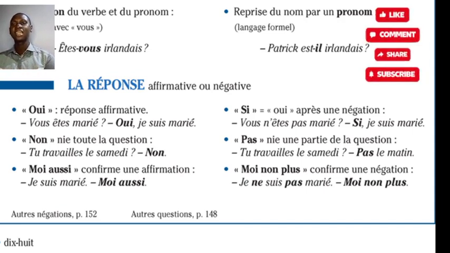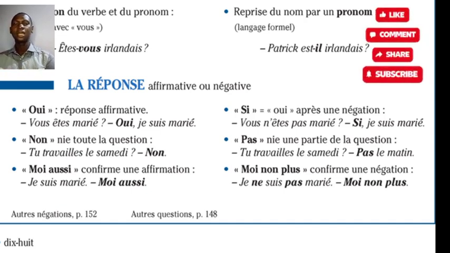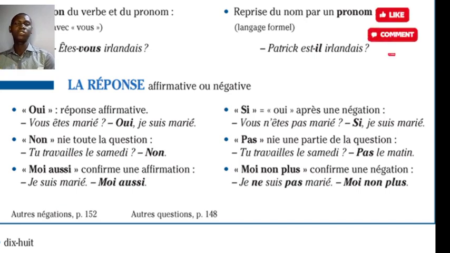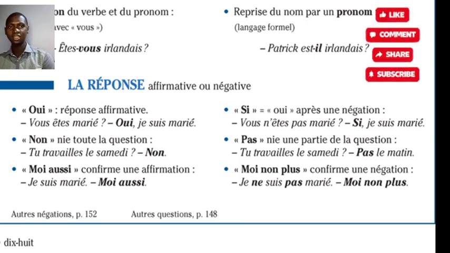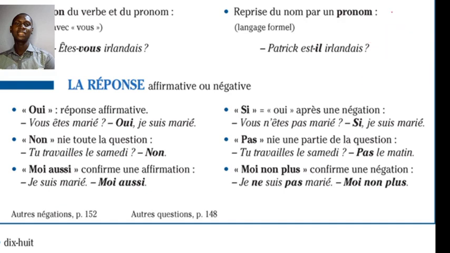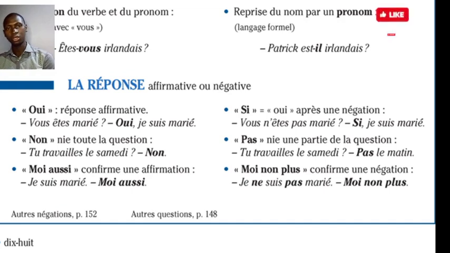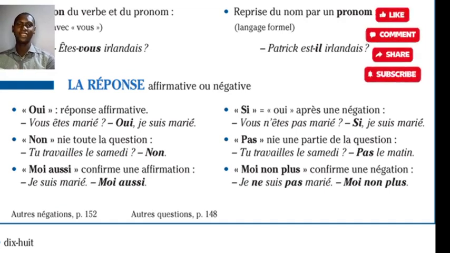Now we have vous n'êtes pas marié. Vous n'êtes pas marié. Are you not married? That's a negative sentence. I'm not going to say oui, je suis marié. I will say si, je suis marié. That is, I'm affirmative in that. If I want to answer in the negative, I'm going to say non, je ne suis pas marié. So take note of that.